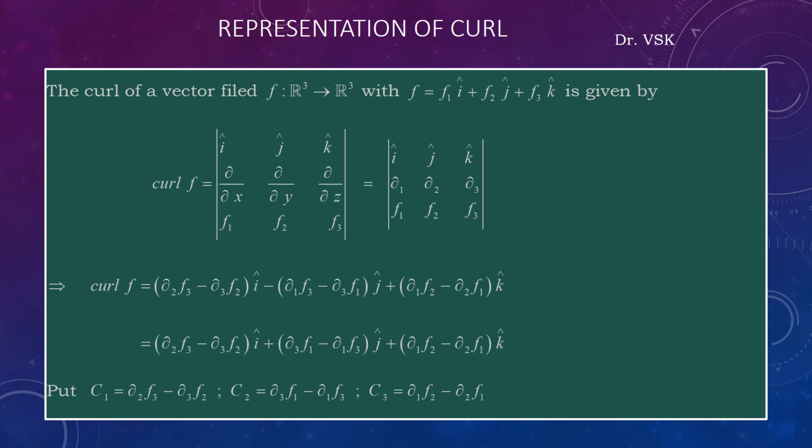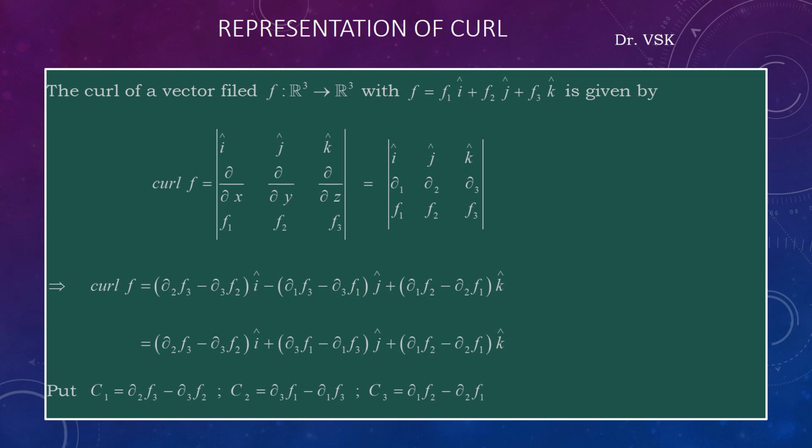But in our new notation, ∂/∂x takes the form ∂1, ∂/∂y equals ∂2, ∂/∂z equals ∂3. Hence, curl F equals the determinant with i cap, j cap, k cap on the first row, ∂1, ∂2, ∂3 on the second row, F1, F2, F3 on the third row.